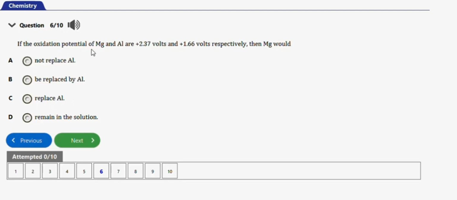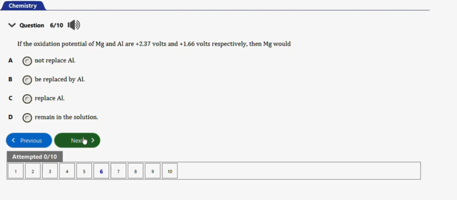So if the oxidation potential of magnesium and aluminium are 2.37 volts and 1.66 volts respectively, the magnesium would replace aluminium. So the right option is option C. Alright, the reason magnesium will replace aluminium is that in the electrochemical series, magnesium comes before aluminium. So magnesium is more reactive than aluminium.